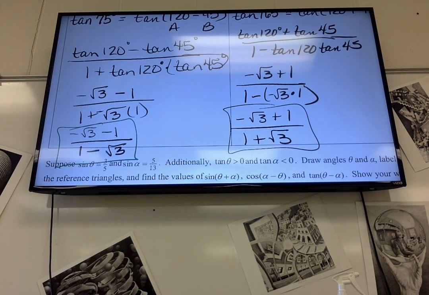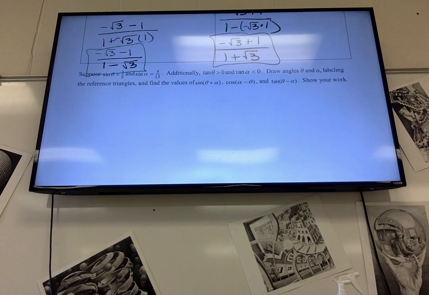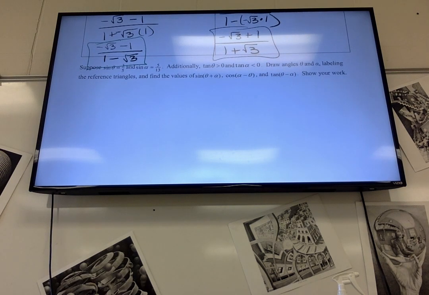All right, suppose sine of theta is 3/5, sine of alpha is 5/13. Additionally, tangent of theta is positive, and tangent of alpha is negative. Draw angles theta and alpha, labeling the reference triangle, and find the values of, and then it gives you all that stuff. Okay, so let's start with theta.